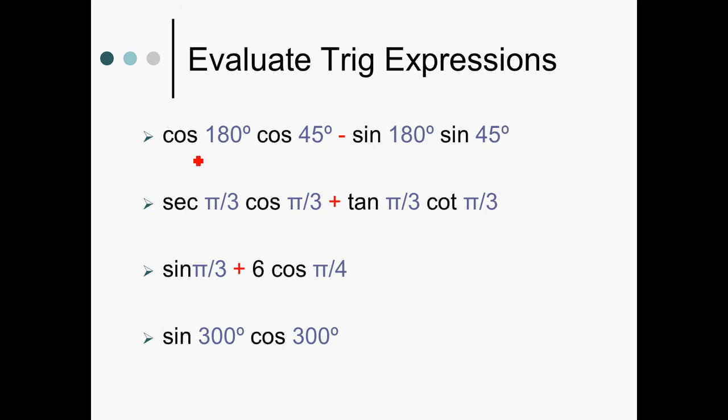Cosine of 180. Cosine goes with x. So 180 is right there, 180 degrees. The x value is negative 1. Cosine of 45 degrees is 1 over root 2. Minus sine of 180, sine of 180 is 0. 0 times, who cares, is 0, as long as you're not undefined. So this is just negative 1 over root 2.